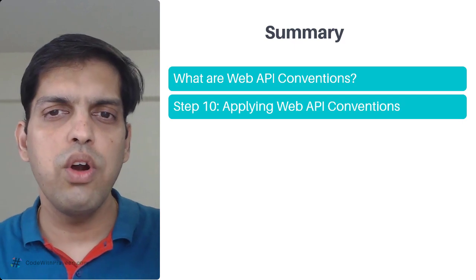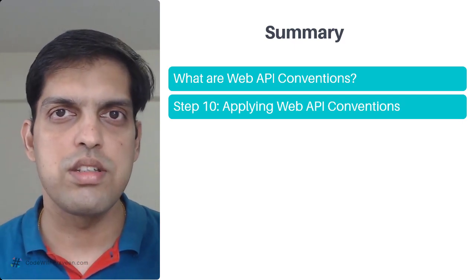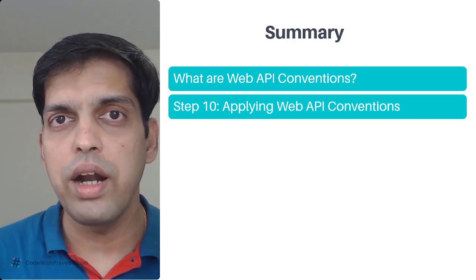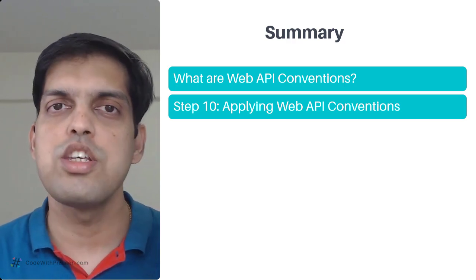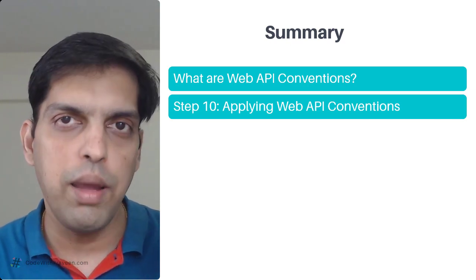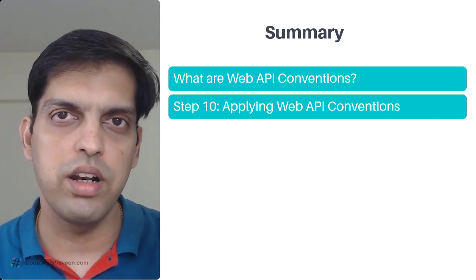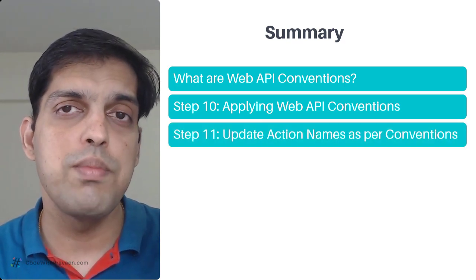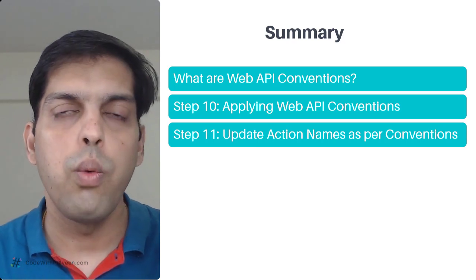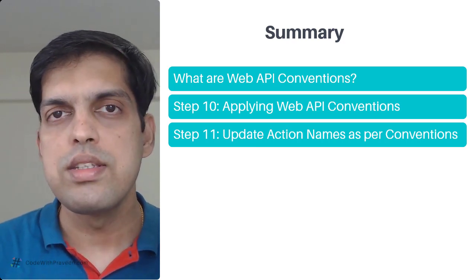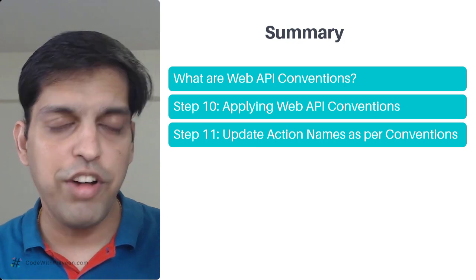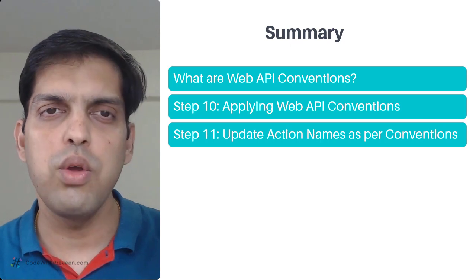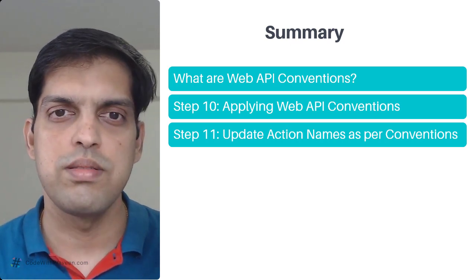In step 10, you looked at how to apply these Web API conventions. You use the attribute API convention method to apply at the individual action methods, whereas you use the attribute API convention type if you want to apply this at the controller level. Also, you learned that in step 11, you can apply the action names in 3 different approaches. One is at the individual method name, second is at the controller level, and finally at the assembly level. Depending upon your use case and situation, you can consider to use one of these approaches.